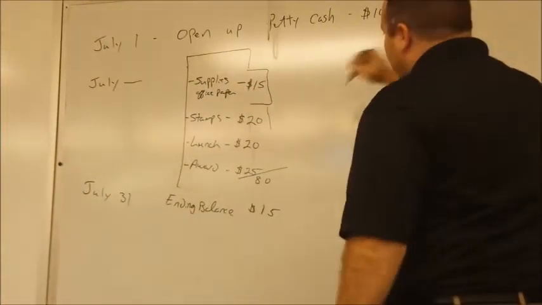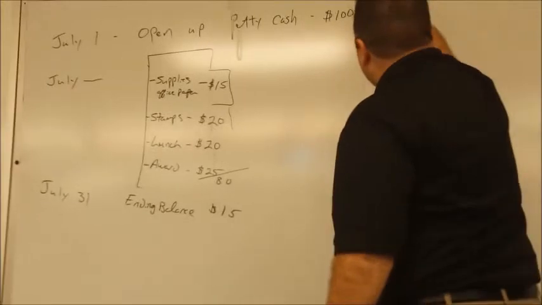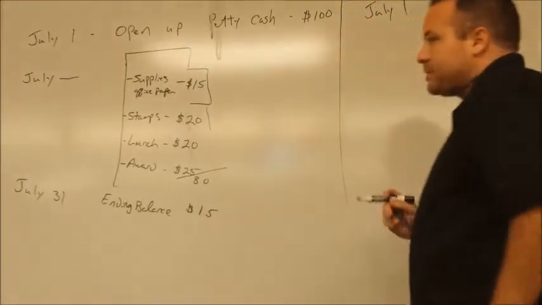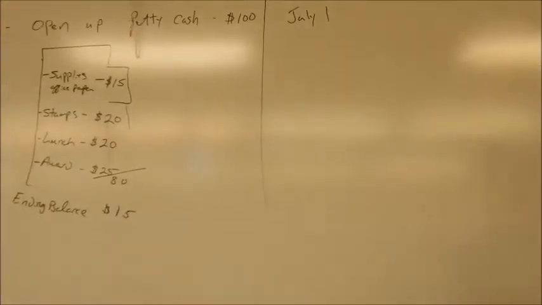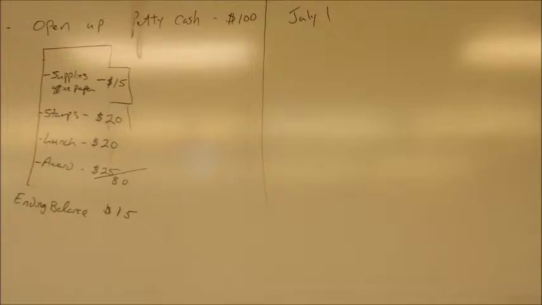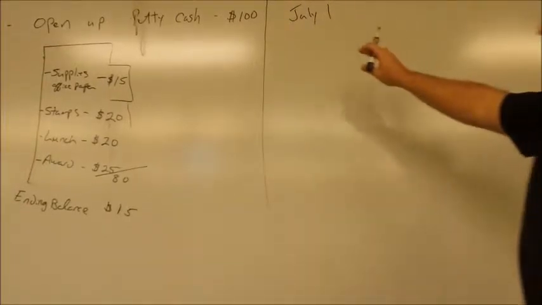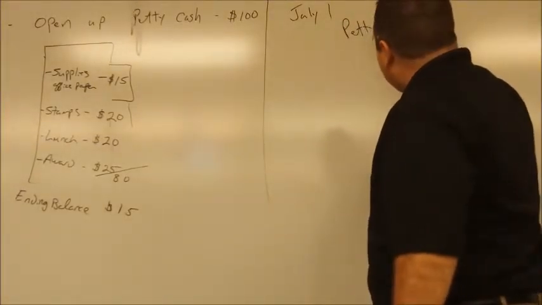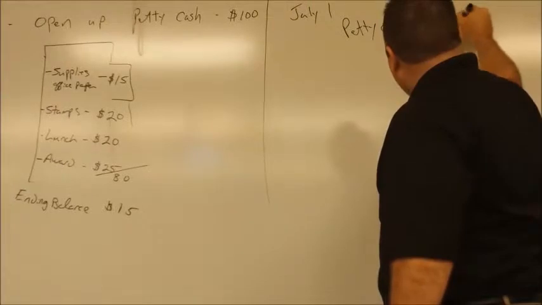So July 31. Okay, let's do our 2 journal entries now. We have a journal entry on July 1 that we need to start because we need to open up our petty cash, and then we're going to have a journal entry on the 31st to update our petty cash. Okay, July 1. The business got petty cash for $100.